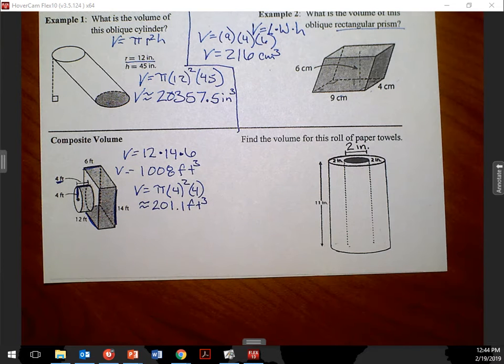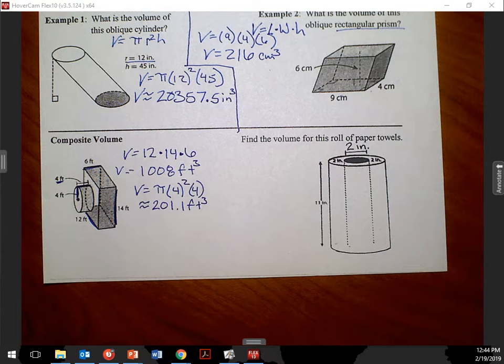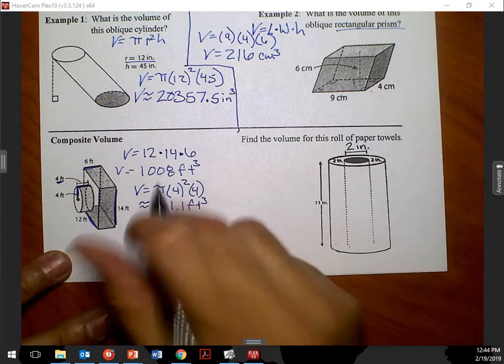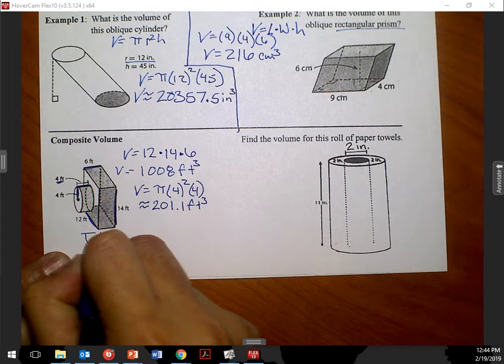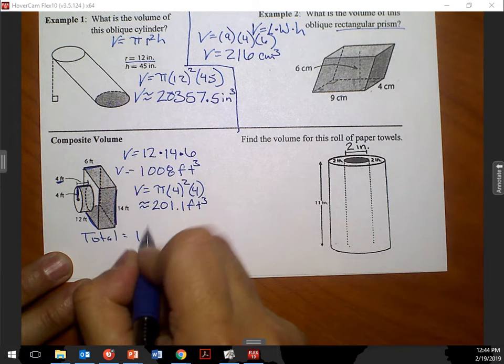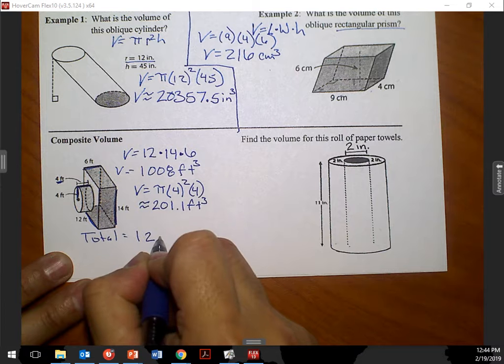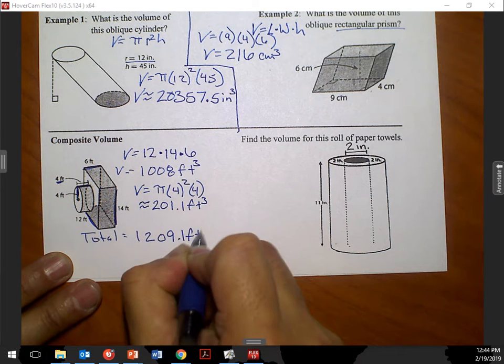There we go. So, I found the volume of both pieces. So what do I do now? Add them together. So go ahead, add those together. My total will be 1,209.1 feet cubed.